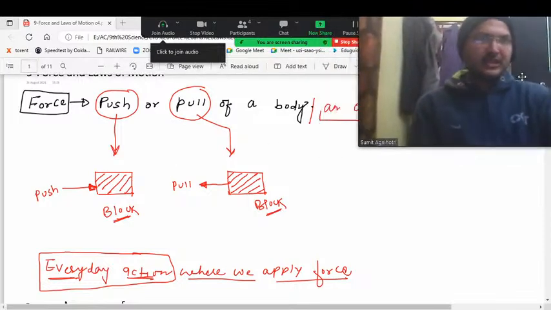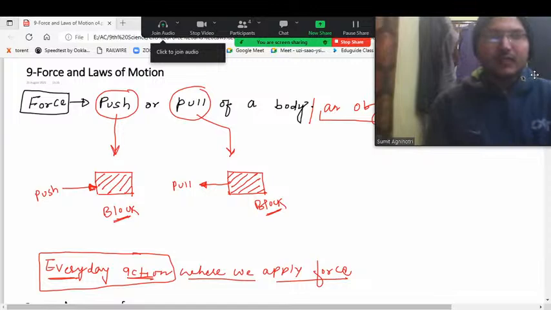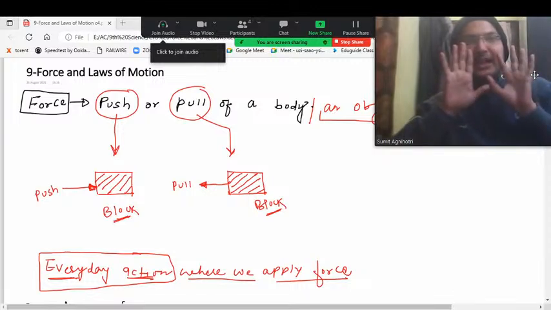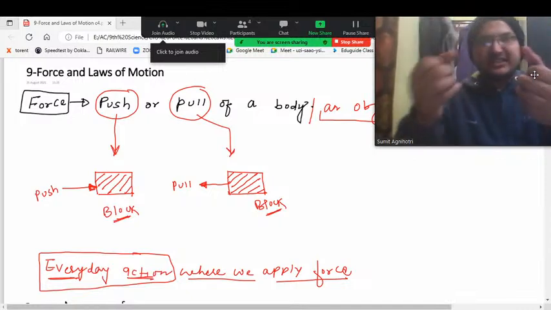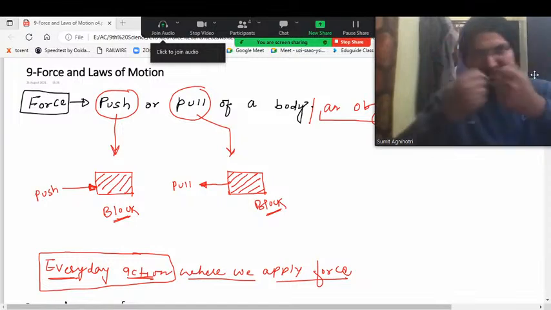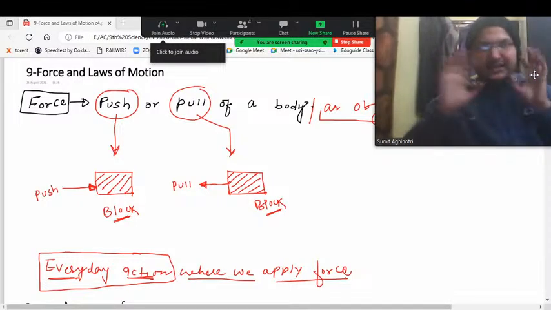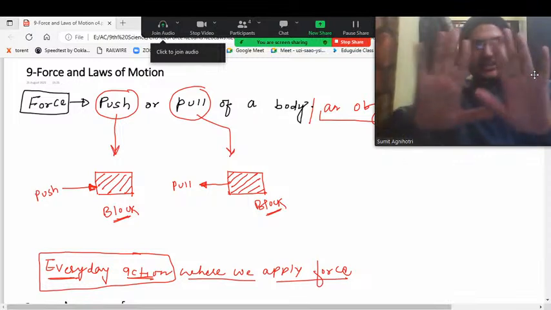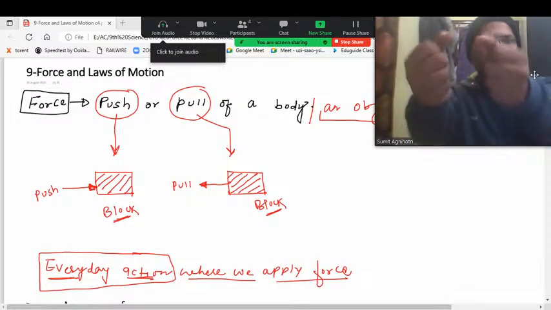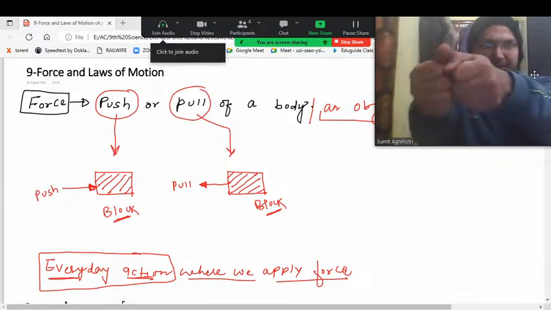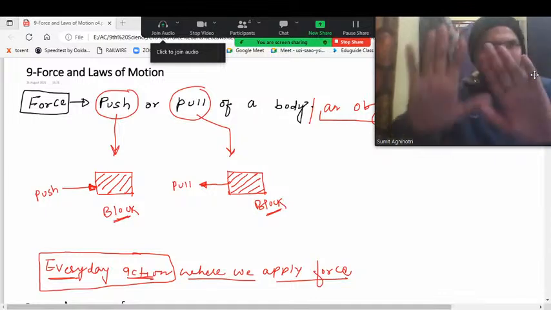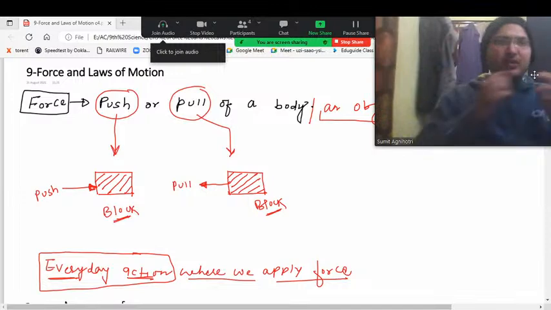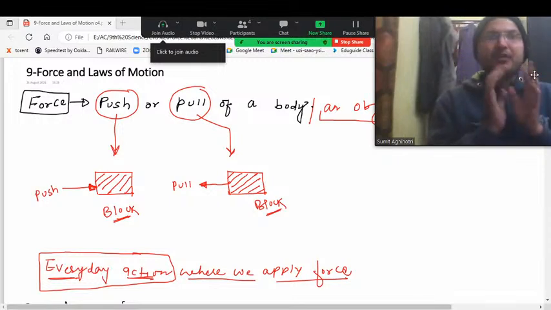Whenever you push an object, you are just applying force in forward direction. Pull means you are just applying force towards you. Okay, let's say I'm applying force like this. It is push. If you are just pulling a rope, maybe an example, you can pull a rope. Whenever you push something, whenever you pull something, you are actually applying force. That is why pull or push of an object are said to be force.